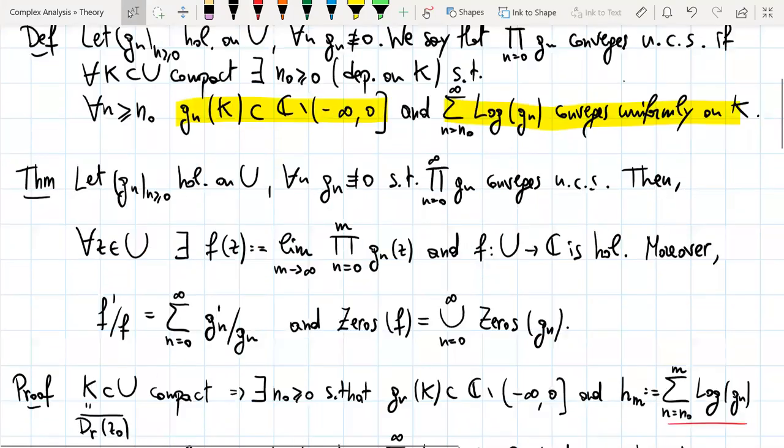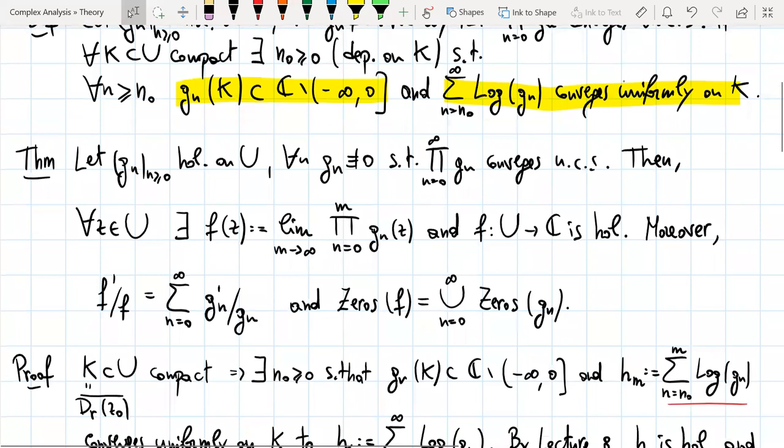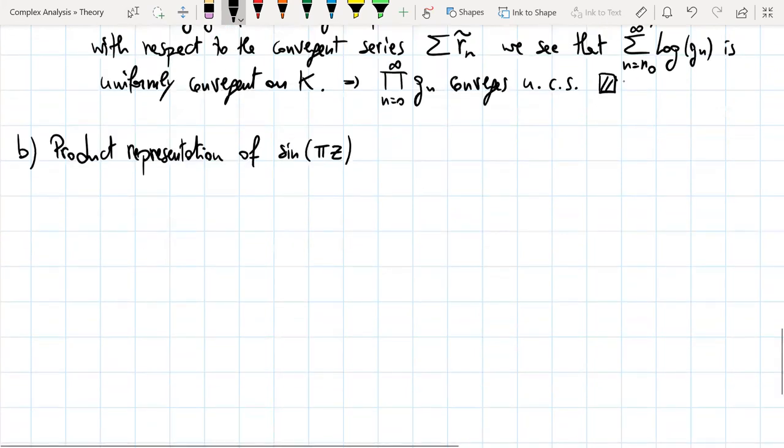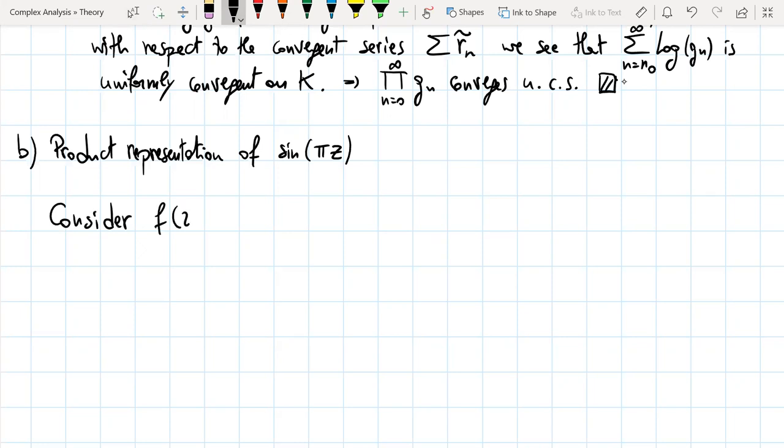And now let's apply all this machinery to some interesting examples. So the first example will give us a product representation of the sine function. More precisely, of the function sine of pi z. So sine of pi z is a function with zeros in the integers. So every integer is a zero. And now we consider an infinite product with the same properties. So consider f of z, which is z times the product from 1 to infinity of 1 minus z squared over n squared.